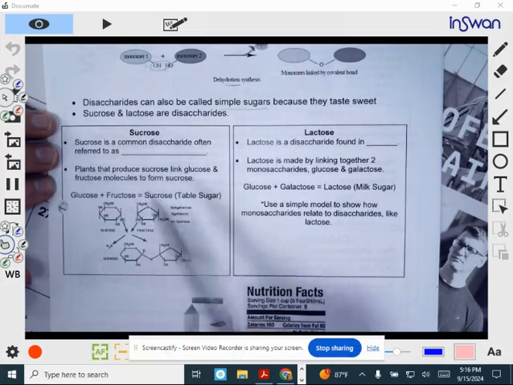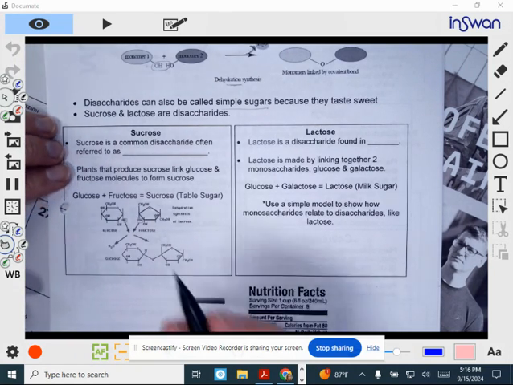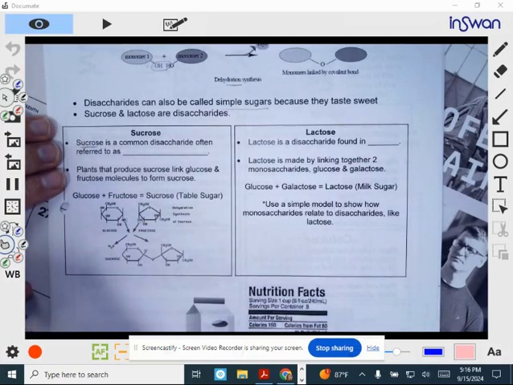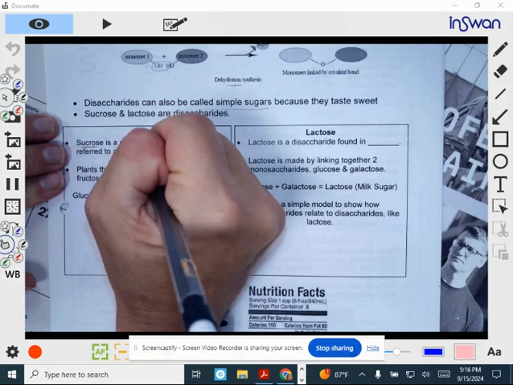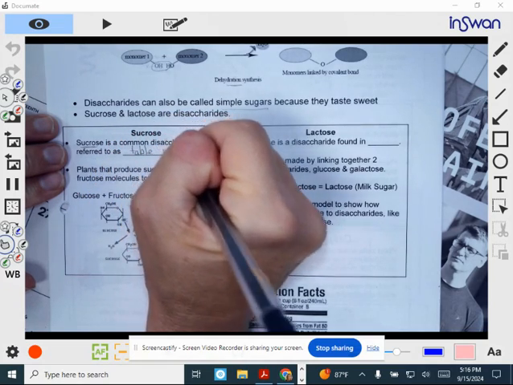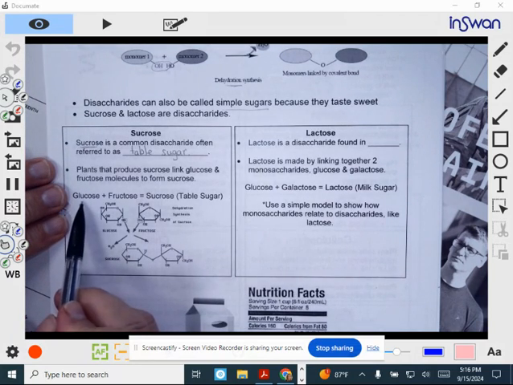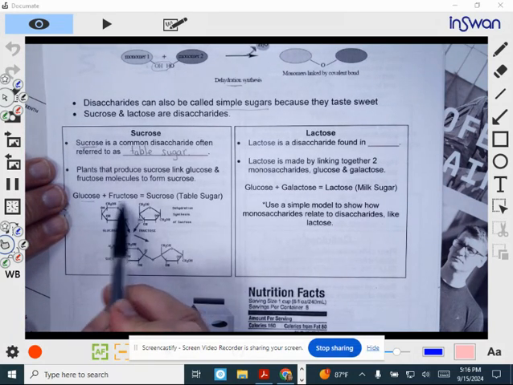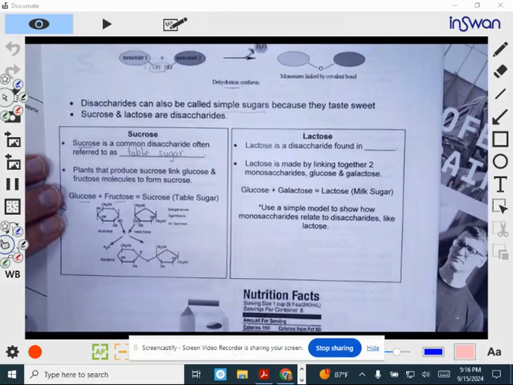And speaking of sweet, the table sugar that you use, or the sugar that you use to bake cookies or sweeten your tea or make your Kool-Aid, is most likely sucrose. So sucrose is your typical table sugar, and it's made by sugarcane plants. Again, how it's made, they make glucose, they make fructose, and they bond it together, and that makes the sucrose.